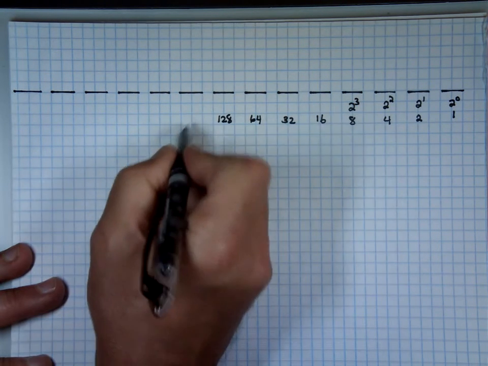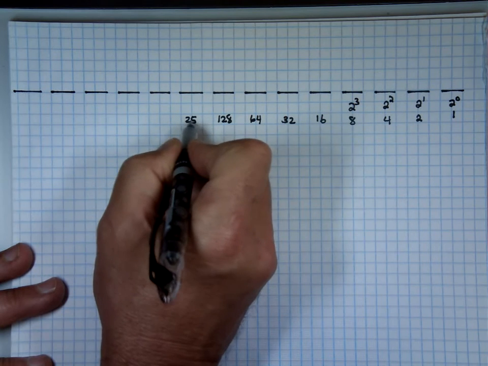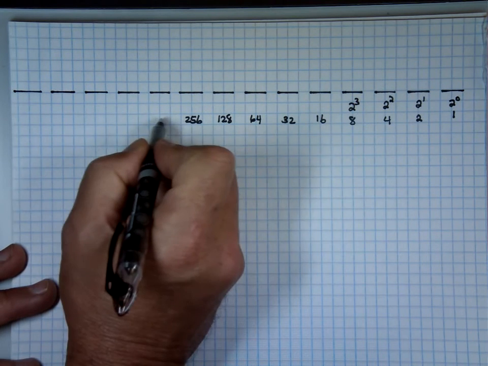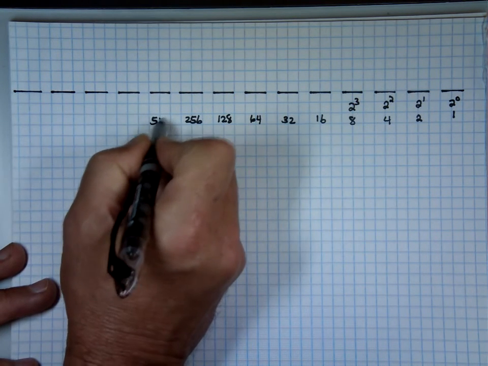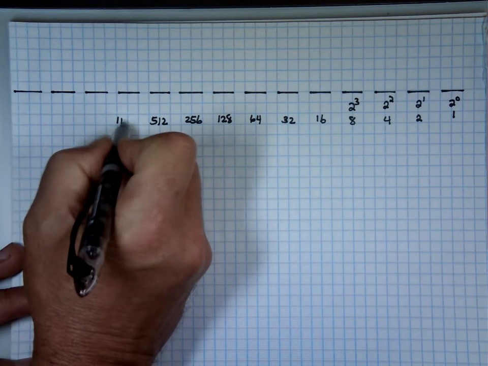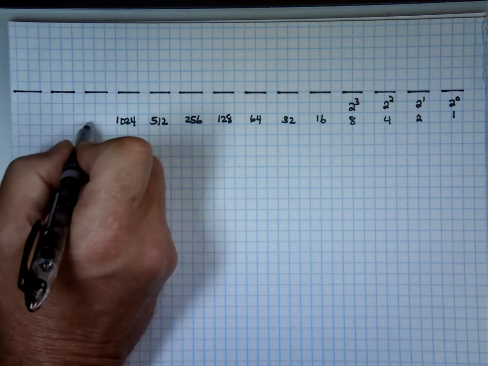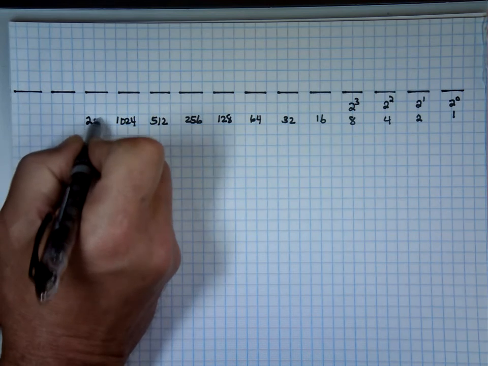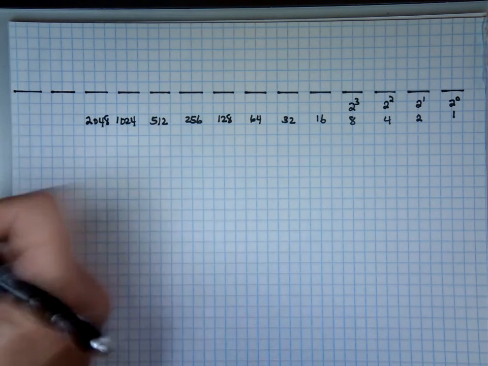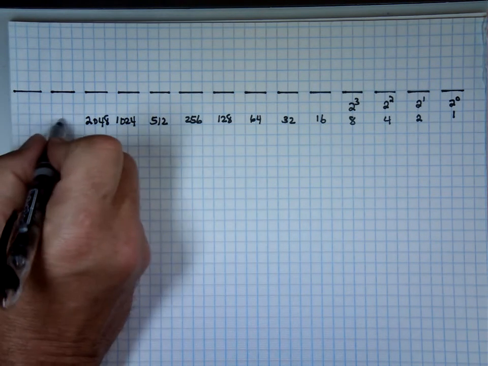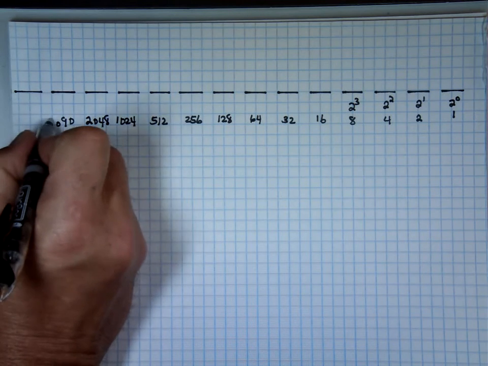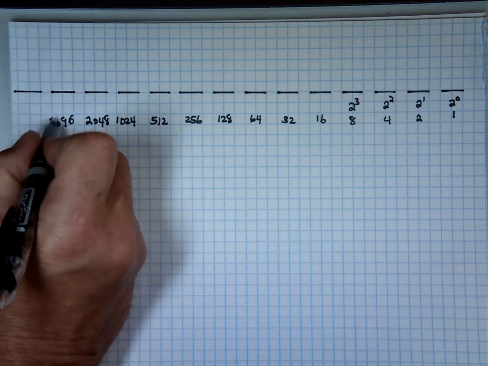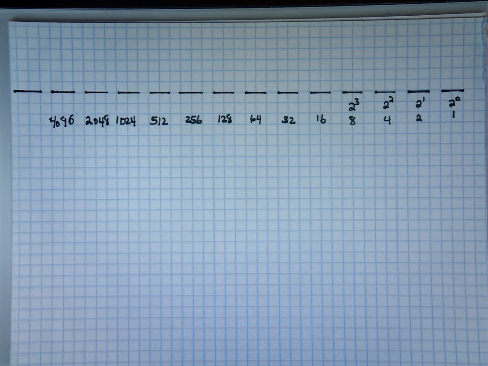128. 256. 512. 1024. 2048. 4096, and I give up on the last one, multiplied by 2. But that's really what the weight of each one is.